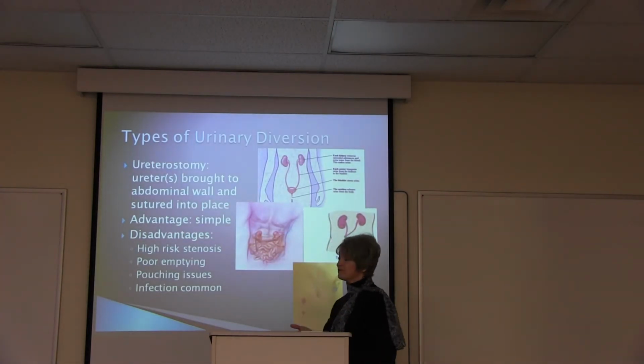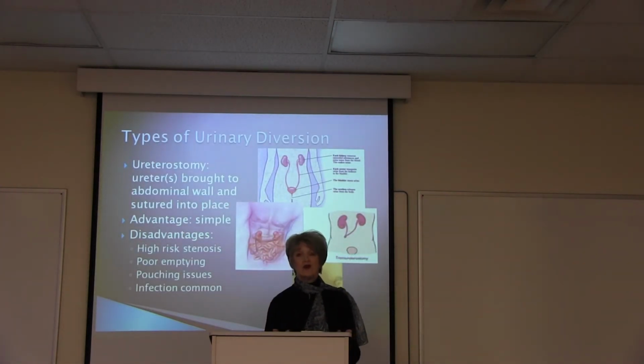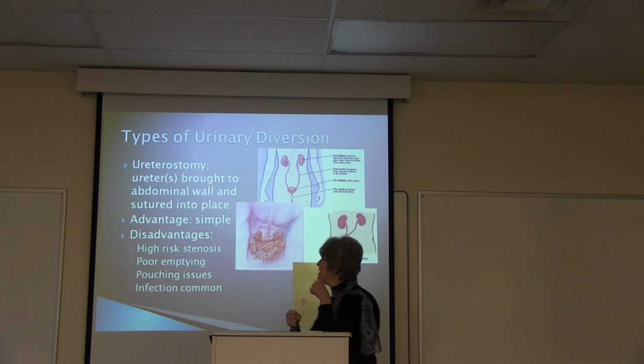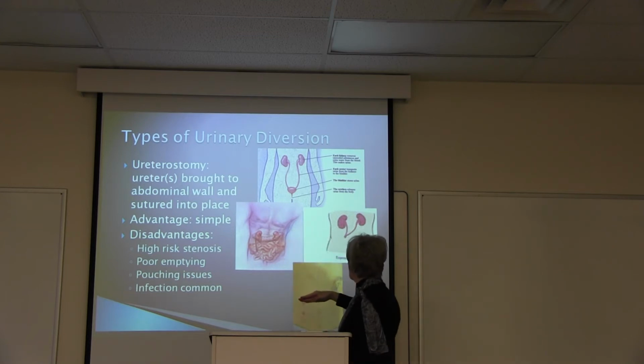So originally, the most common approach to urinary diversion was a ureterostomy, which makes sense because if you take out the bladder and you're the surgeon, you're standing there in the operating room with two ureters, and you've got to do something. So attaching them to the abdominal wall seems like a pretty simple, obvious, logical thing to do. So you understand what a ureterostomy is.